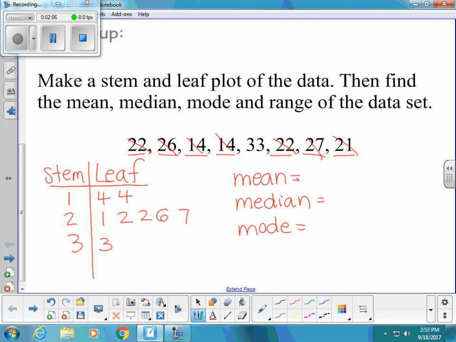plus 27 plus 33, that's 179. And then divided by the amount of numbers. So we've got 1, 2, 3, 4, 5, 6, 7, 8 numbers. We're going to divide that by 8. And then we'll take it out 2 decimal places. So that's 22.37.